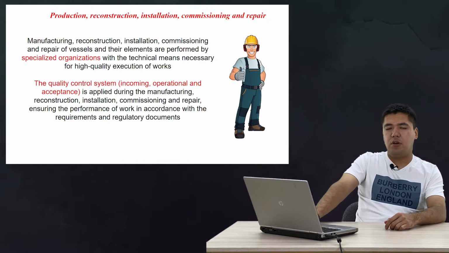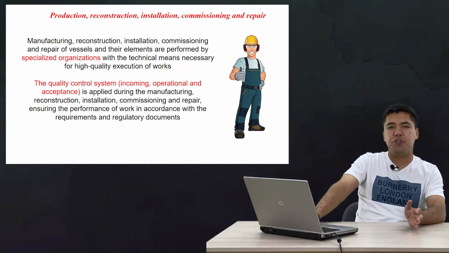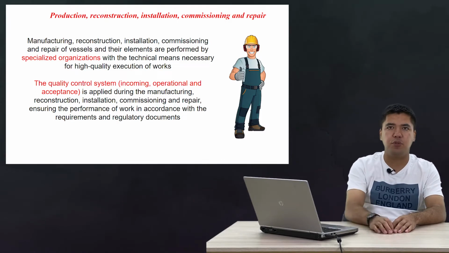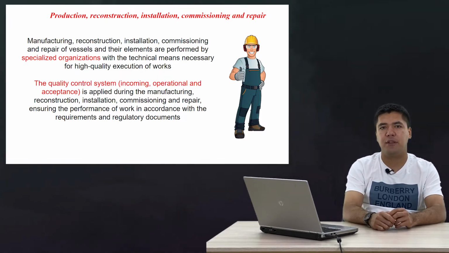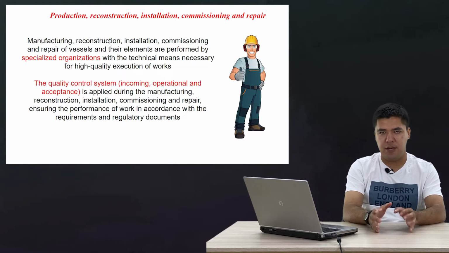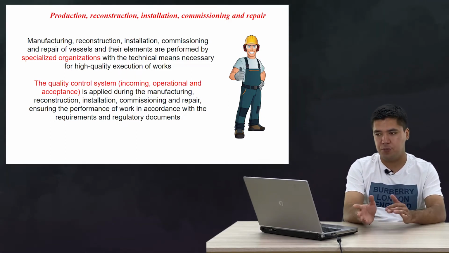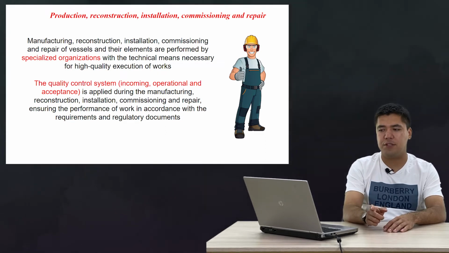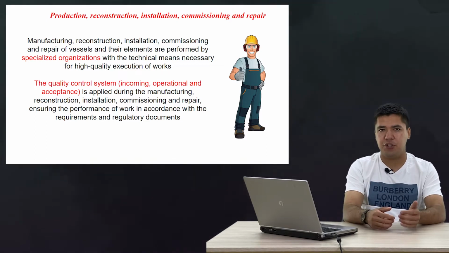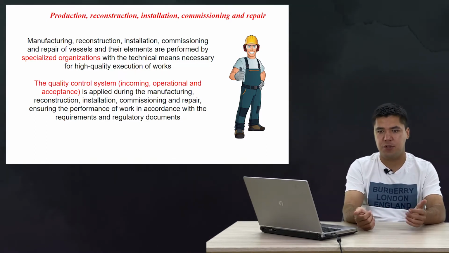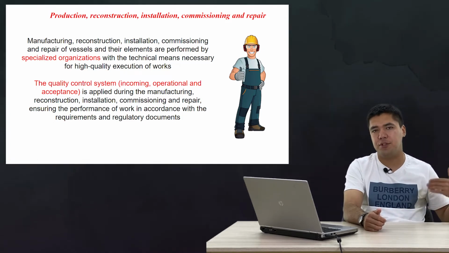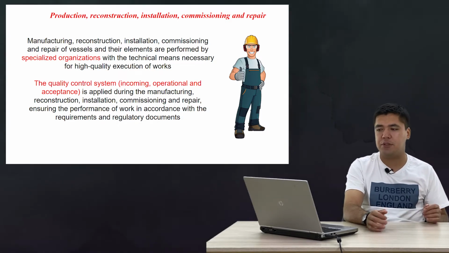And about production, reconstruction, installation, and commissioning of pressurized equipment and vessels. Manufacturing and reconstruction of a pressure vessel shall be carried out by an organization that has proper means to do it. And the quality control system shall be applied within the organization. It shall not be given to other departments or organizations. If your company is making pressurized vessels, your company must also arrange a quality control system.